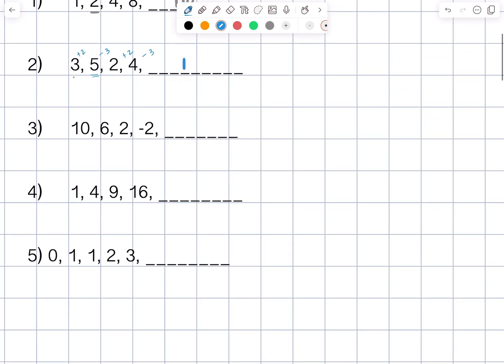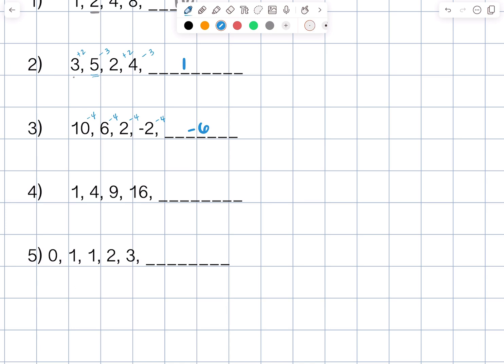For the third problem, we have 10, 6, negative 2. So 10 minus 4 is 6. 6 minus 4 is 2. 2 minus 4 is negative 2. And negative 2 minus 4 is negative 6. So my answer would be negative 6 for the 5th term.